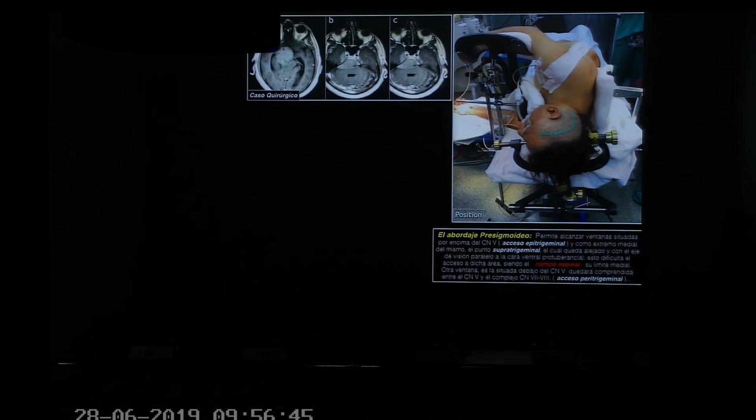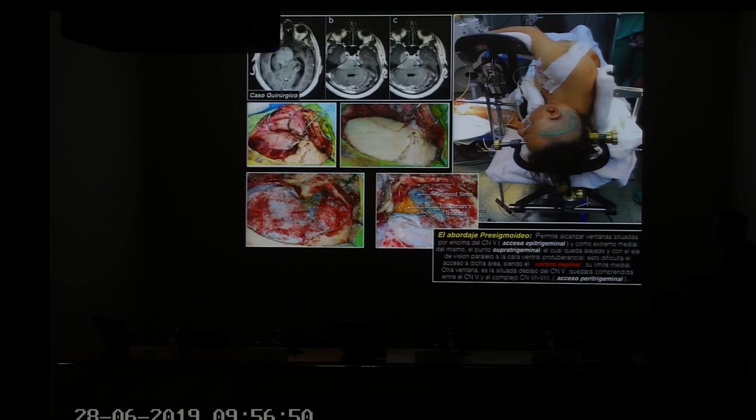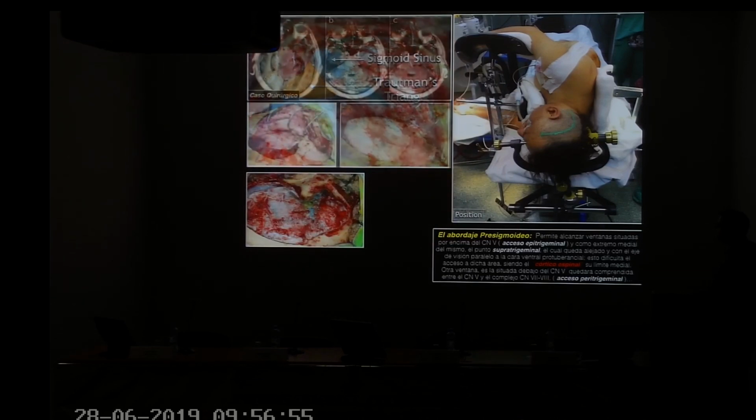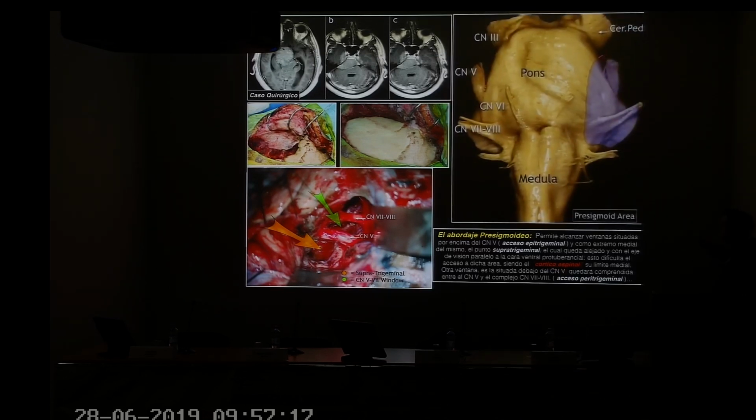We do this approach for this case, step by step, very quick. The sigmoid sinus, Trautmann's triangle. We open the Trautmann's triangle, and of course, you can expose the windows between 7 and 8 in the upper part, in the green line, and in the orange line between the 5th and 7th and 8th, and superior to the 5th nerve. This area you can expose, and below the 7th and 8th nerve, of course.